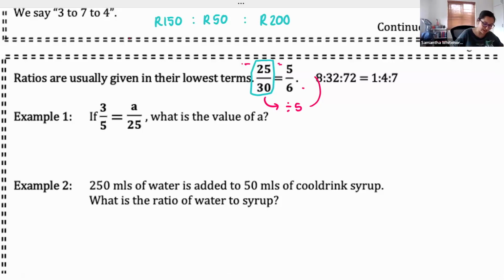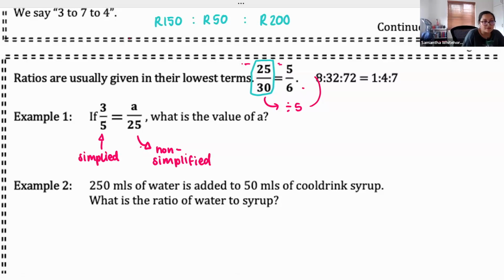So this is where Uma was. If 3/5 equals a/25, what is the value of a? Okay, so all we're doing here, guys, is we've got a simplified version and a non-simplified version. I don't know if non-simplified is a word, but we're rolling with it. I'll explain why these are useful in a second.